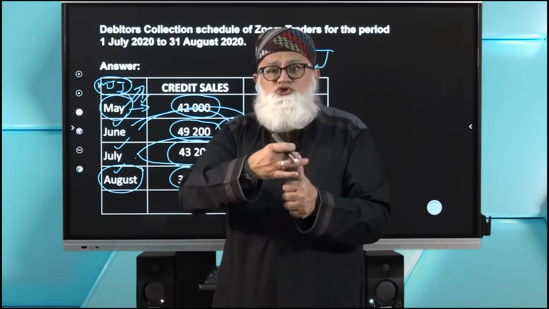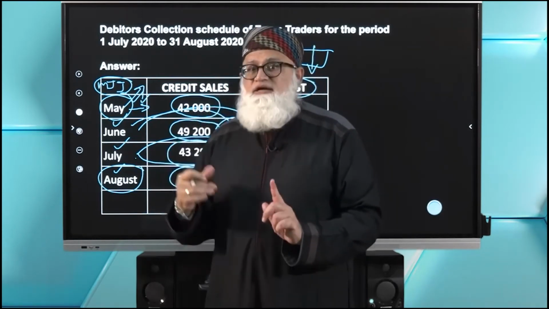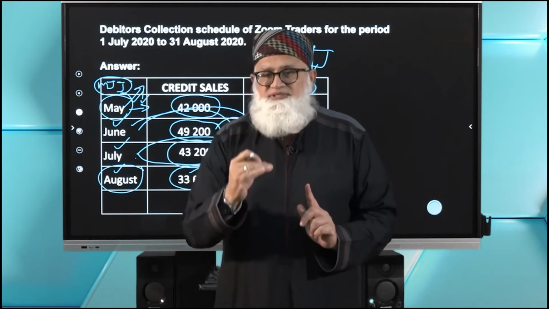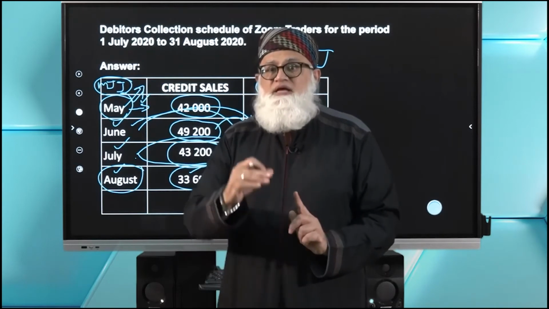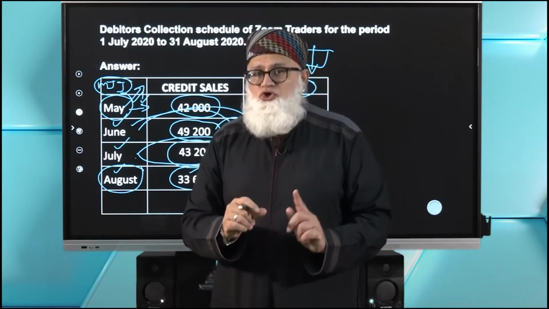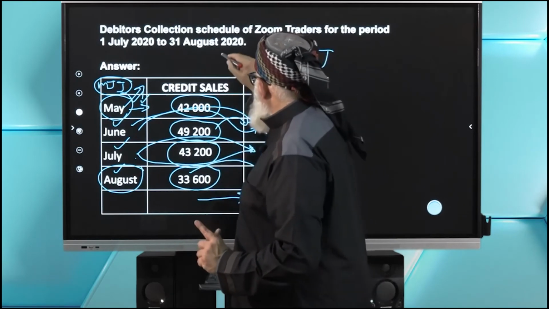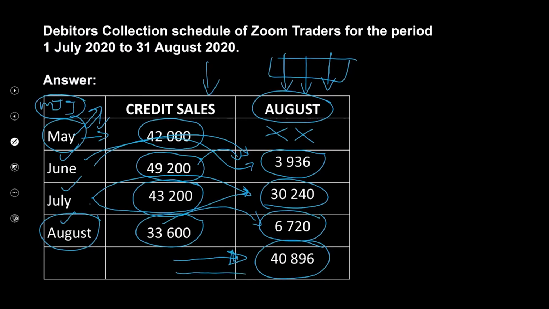Step number one, you need your credit sales. Once you've ascertained your credit sales, you can now go ahead looking at the provisos. In this case, 20% in the month of sale, 70% in the month following the month of sale, 8% in the third month, and then the bad debt. Using those provisos, you then complete your debtors collection schedule. And like I said earlier on, that figure of 40,896 will appear in your cash budget proper as your receipts from debtors. Right? Let's take a quick break and we'll see you in a jiffy.